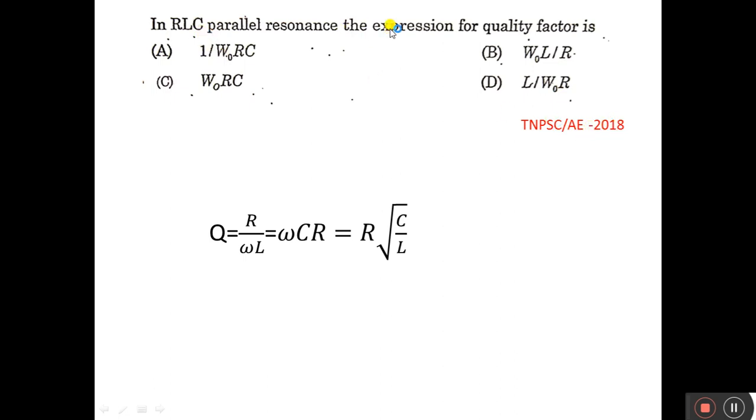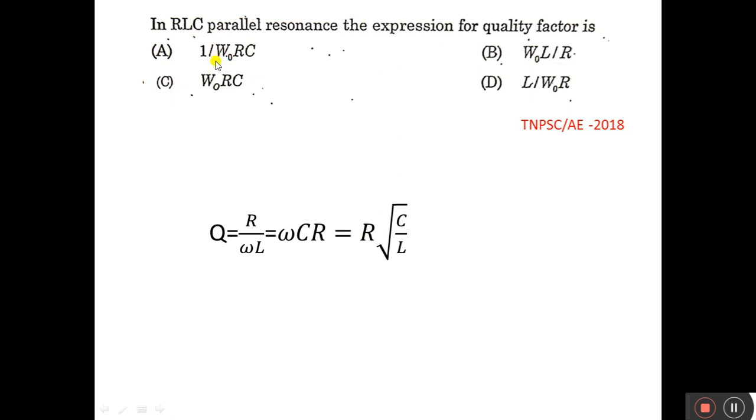So for parallel resonance, similar to series RLC resonance, we have three formulas. So Q equal to R by omega L, or Q equal to omega CR, or we can say R square root of C by L. In series circuit, just opposite of this value. Series resonance value Q equal to 1 by omega LR, this one 1 by omega CR, this one 1 by R root L by C. It's just opposite value. So from the given option we can verify.